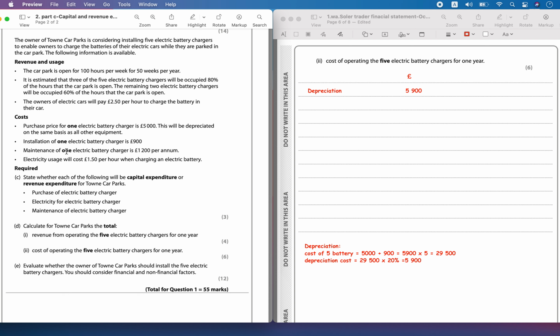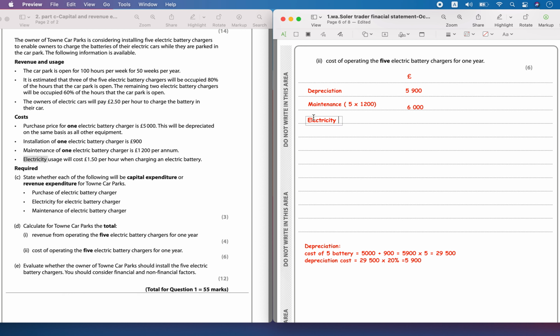Then we have the maintenance cost. This is a revenue expenditure. For one electric battery charger it is 1,200, so for 5 we have to find the maintenance charge: 5 times 1,200, which is equal to 6,000. So that will be the cost, 6,000. Then we have electricity. The electricity expense is a revenue expenditure.